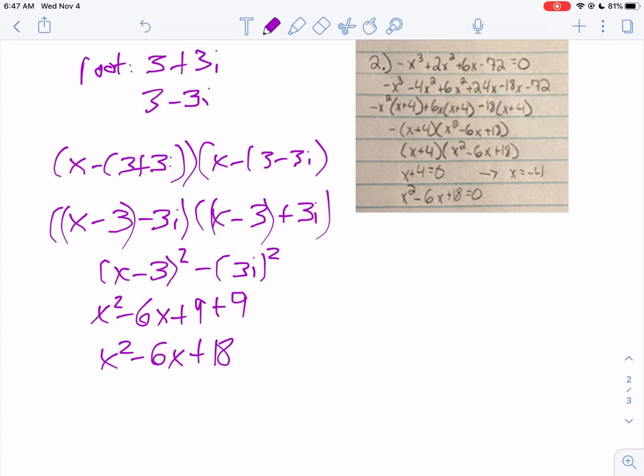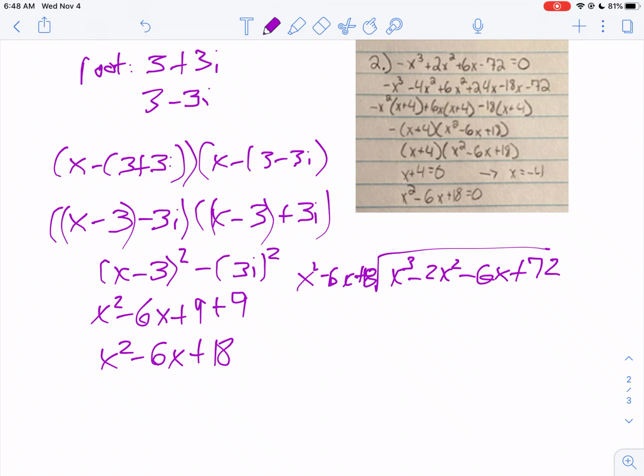Now let's see if there's another root. Now let's use long division. So I'm going to say x cubed minus 2x squared minus 6x plus 72. And I'm going to divide that by x squared minus 6x plus 18.